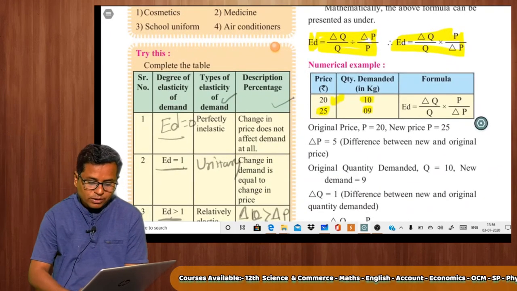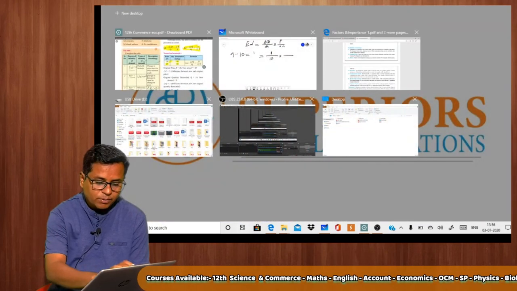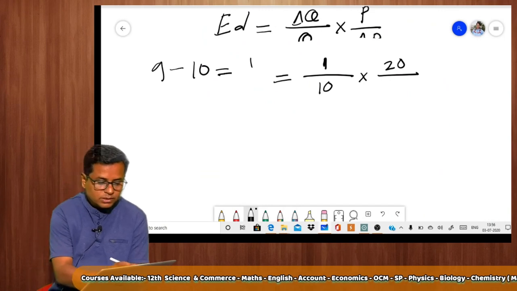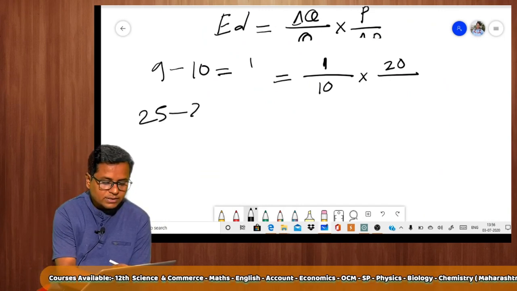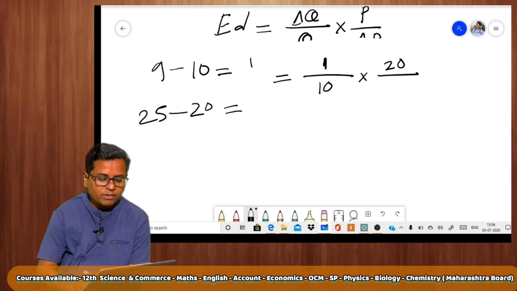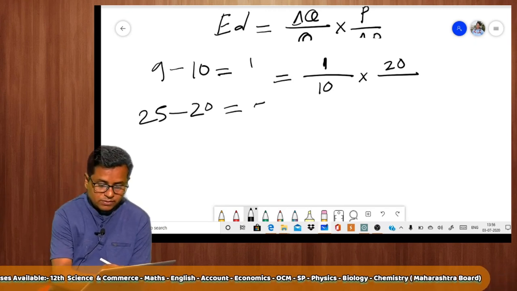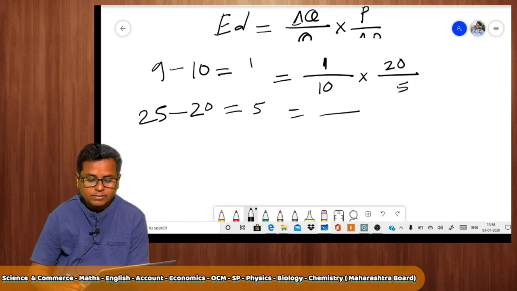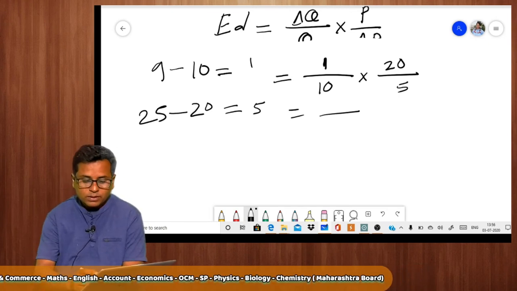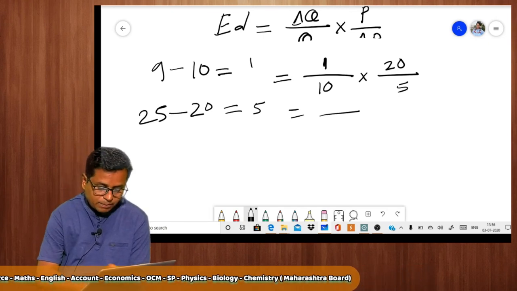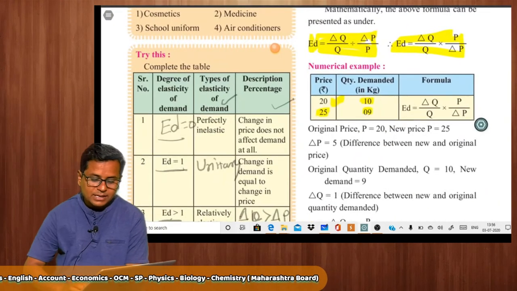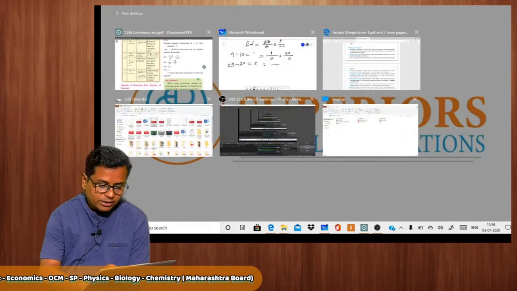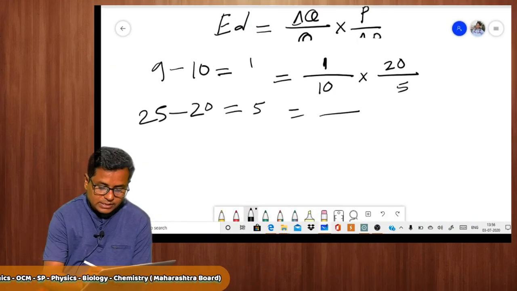See, original price is 20. And what is the change in price? New price minus old price, that is 5. Here 20 divided by 5. So here the price elasticity of demand is equal to 0.4.